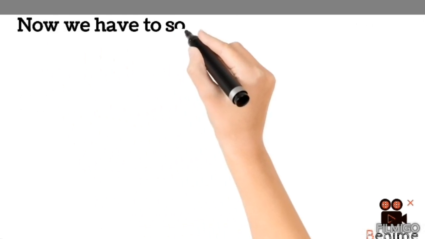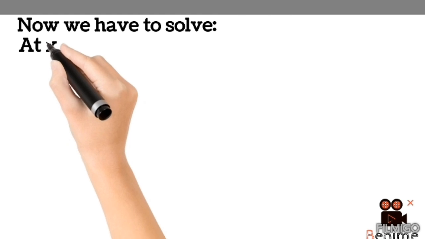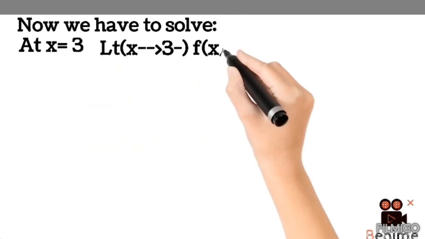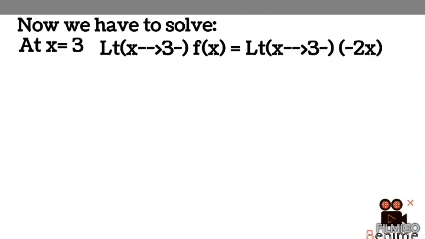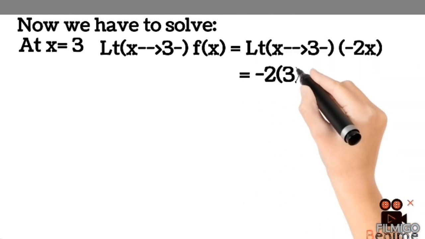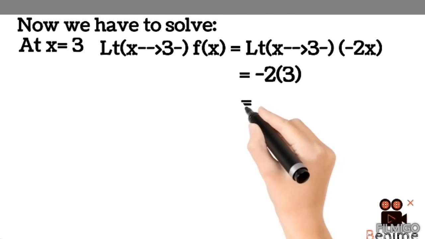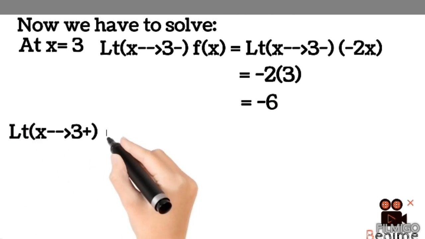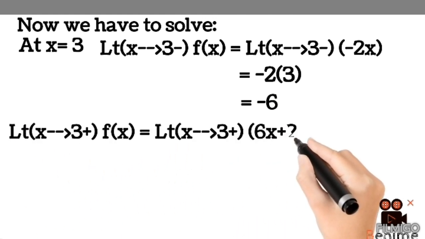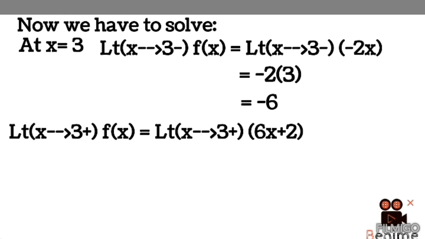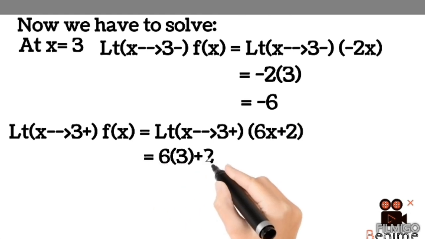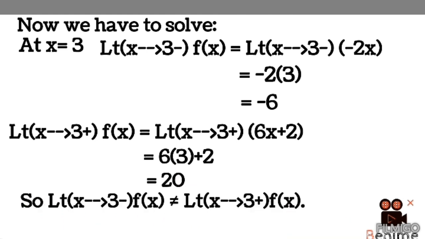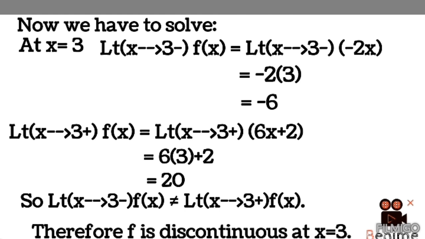So f is continuous at x equals minus 3. Now we have to solve for another limit, that is at x equals 3. So firstly we solve for the limit as x tends to 3 minus. For x less than 3 we have to take the function minus 2x. Then put the limit in place of x, from which we get our answer minus 6. Now solve for the limit as x tends to 3 plus. According to the statement, for x greater than 3 we have to take the function 6x plus 2. Then fill in the limit and we get answer 20. As the answers are not the same, f is discontinuous at x equals 3.